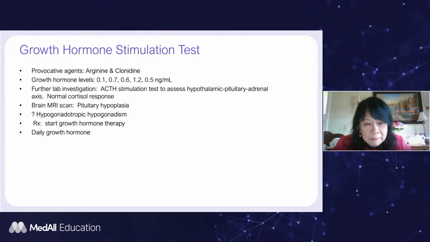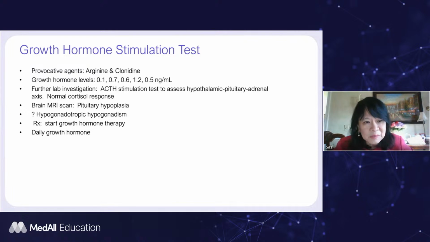So the next step that we need to evaluate is to see if he has another pituitary hormone deficiency, aside from growth hormone deficiency. So we already did thyroid function tests. The next one that we need to assess is adrenal function. And that's done by ACTH stimulation test. And he had normal cortisol response to the test.